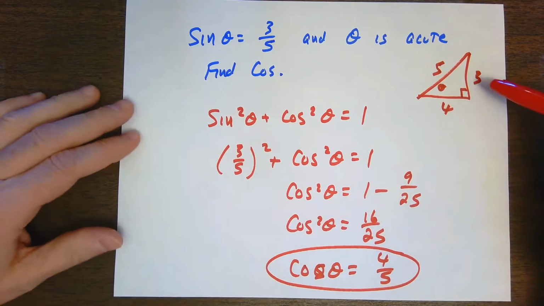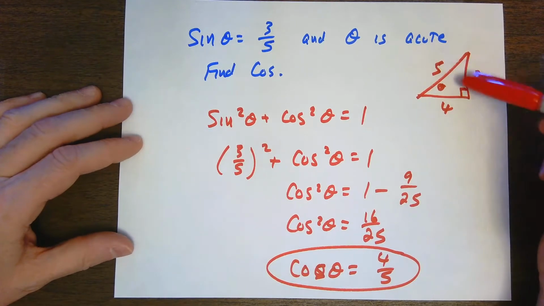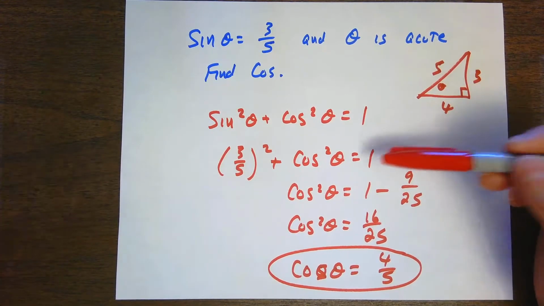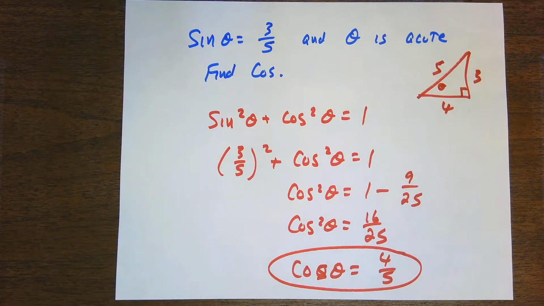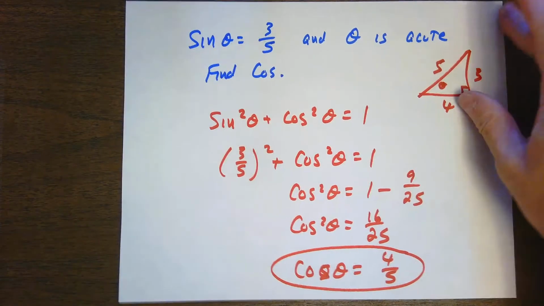And this would probably, the way we've done it before, would probably be a lot quicker and easier. But as these things get harder, we'll have to deal with just these identities. Let me give you an example. Let's take a look at some harder problems now.